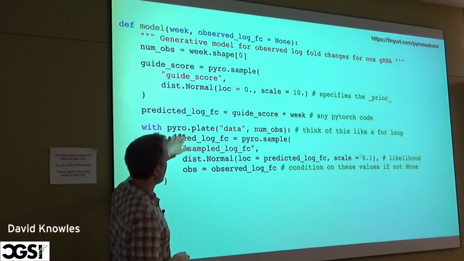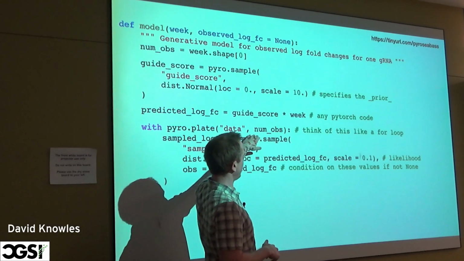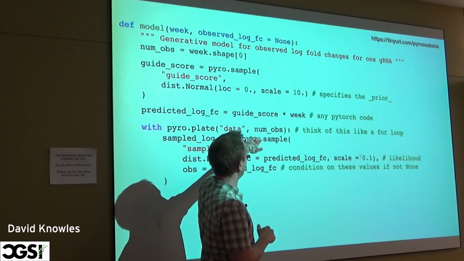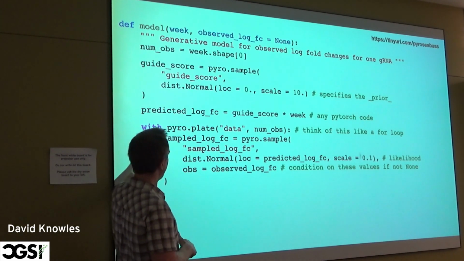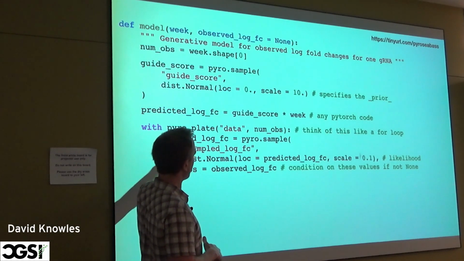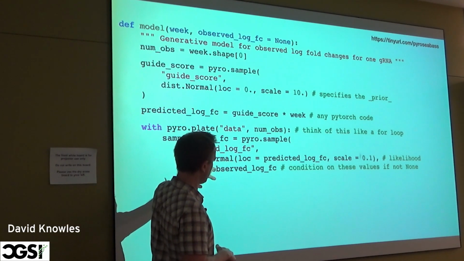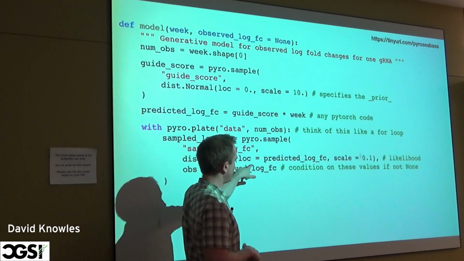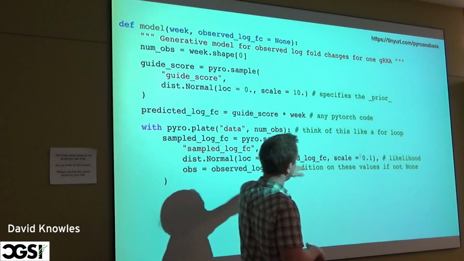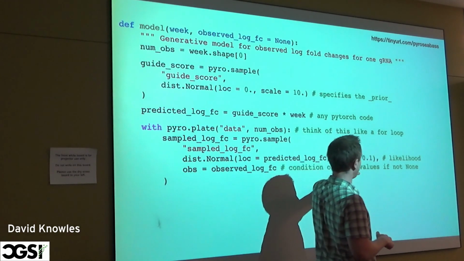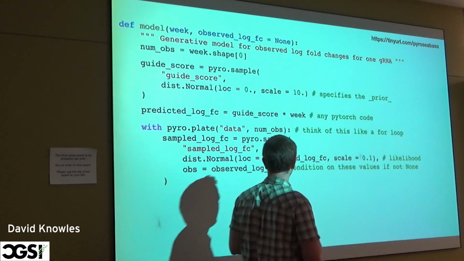This plate thing you should think of as just basically being a for loop. So this is a for loop over, in our very toy example, 6 observations. And what it says is the sampled or observed log-fold changes are sampled from a normal distribution where the mean is equal to the predicted log-fold change, so the thing we calculated here. The scale, so this is the noise standard deviation, we'll just set that to 0.1 for now, to keep things simple.